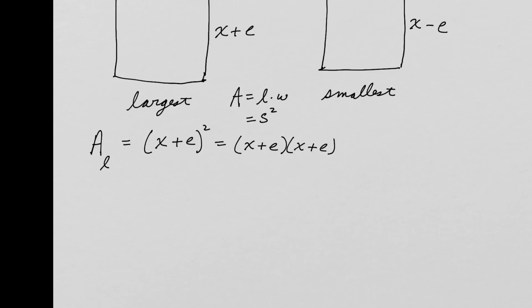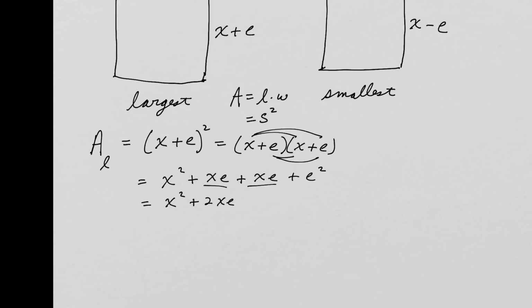So we can work this out, right? You could either use your special product rule, because that's the square of a sum, or you could just FOIL this out. It might be easier just to FOIL this out. So what is this going to be? It'll be x squared. Then I'm going to have a plus xe. Then another plus ex, but that's the same as xe. And then plus e squared. So this is going to be x squared, and if I combine these two terms together, I'm going to get plus 2xe plus e squared. That's the area of the largest wooden square when I expand it out.